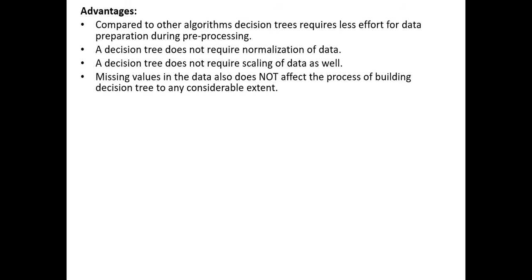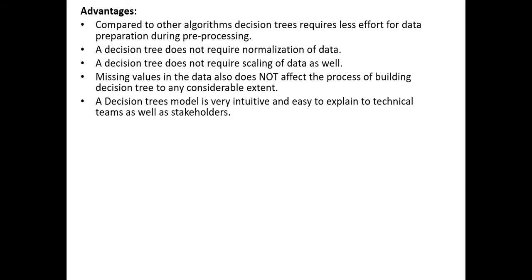Decision tree model is very intuitive and easy to explain to the technical team as well as stakeholders. Like there would be one branch, and in one branch there would be multiple branches. So we can clearly present a demonstration of the tree showing how data is categorizing.